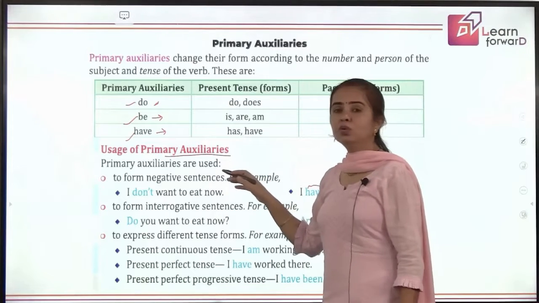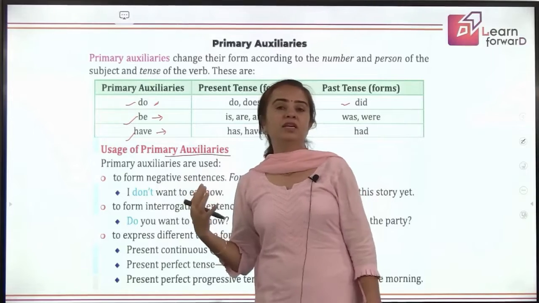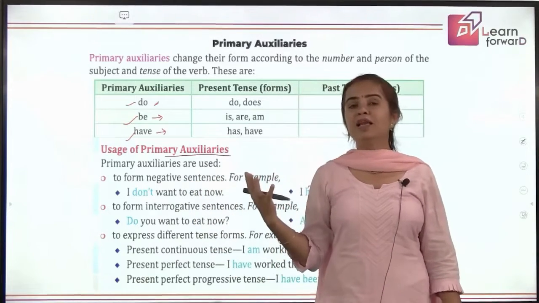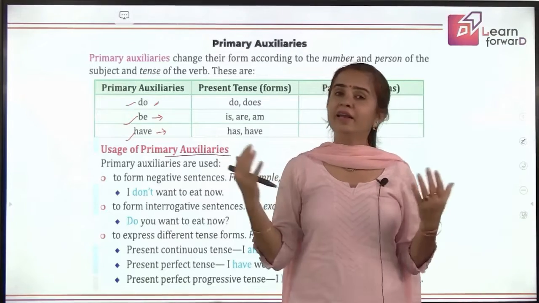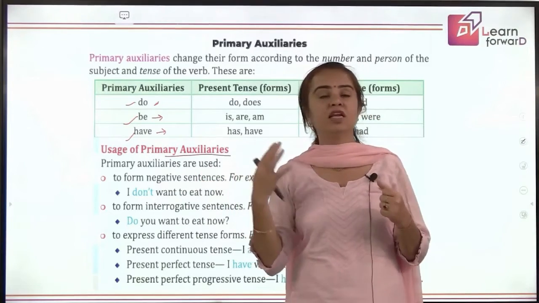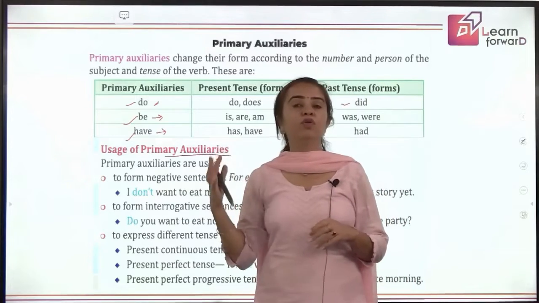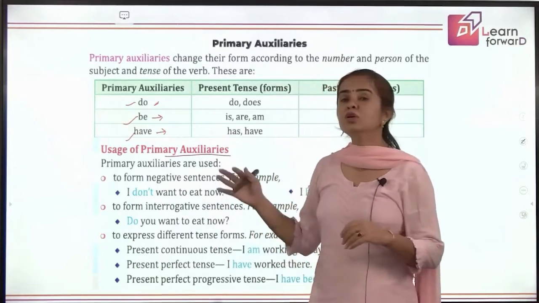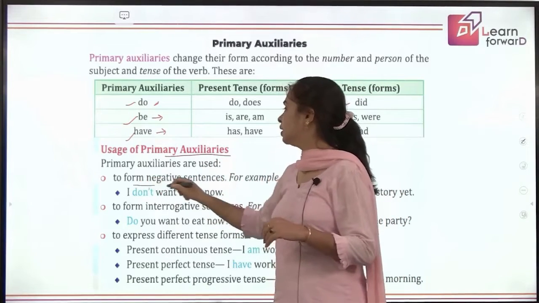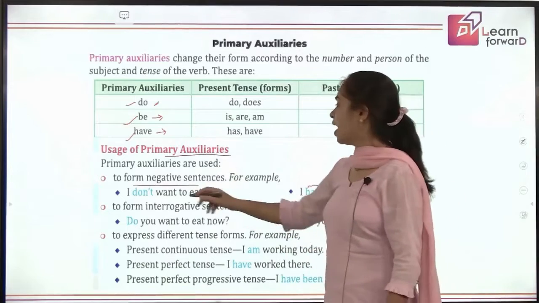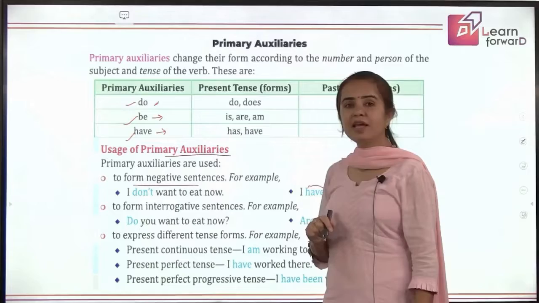Okay. So what are the usages of primary auxiliaries? They are used to form negative sentence structures. Like when you say a sentence, I learnt my lesson well. When you say it in negative, how do you say? I didn't learn my lesson well. If you say in present, you say, I don't go for a walk daily, right? So these primary auxiliaries help in making the negative sentences. I don't want to eat now. I haven't read this story yet.